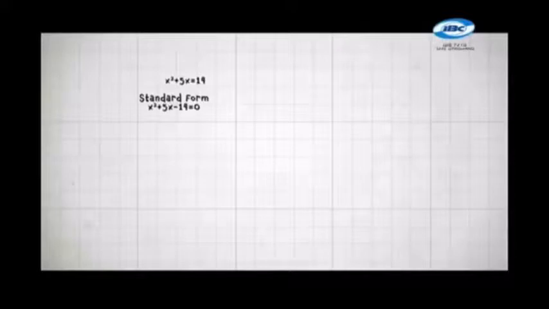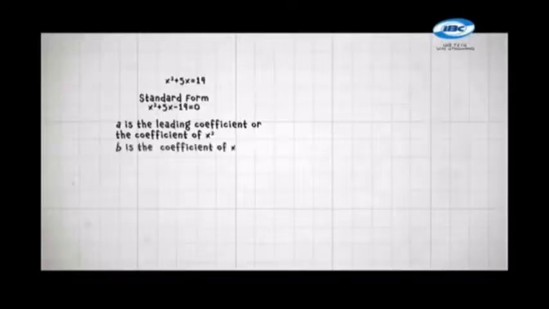Here is our first example. x squared plus 5x equals 14. First, we have to write it in standard form. Second, we identify the values of a, b, and c. a, remember, is the leading coefficient or the coefficient of x squared. b is the coefficient of x, and c is the constant term. In the example, a is 1, b is 5, and c is negative 14.